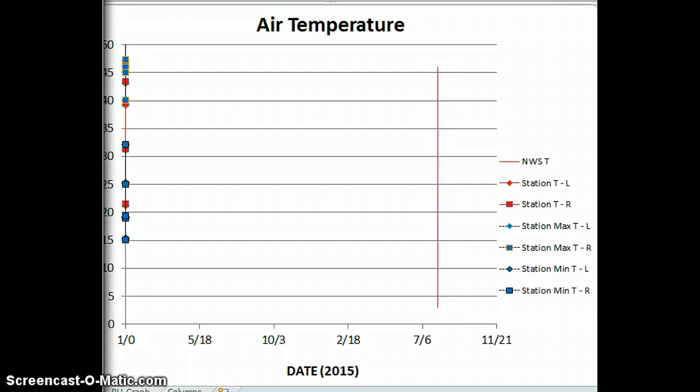The Beaufort scale number was at 0. It was partially cloudy that day with no precipitation.